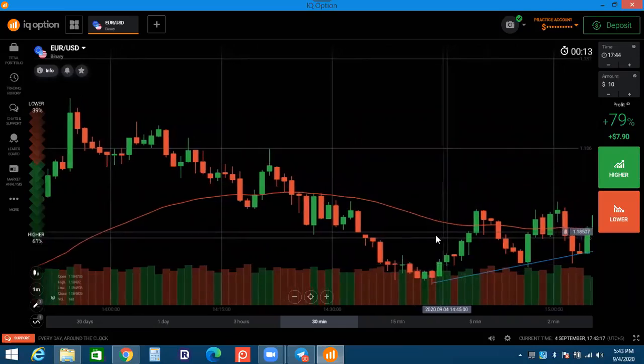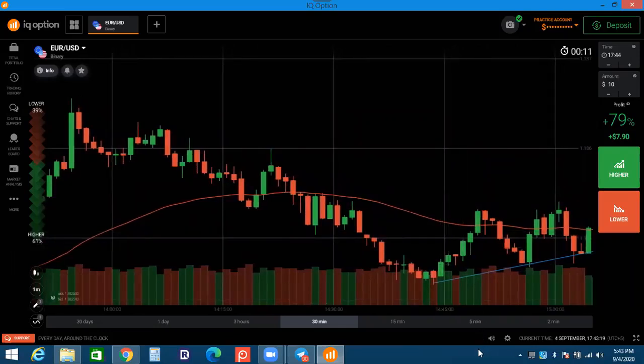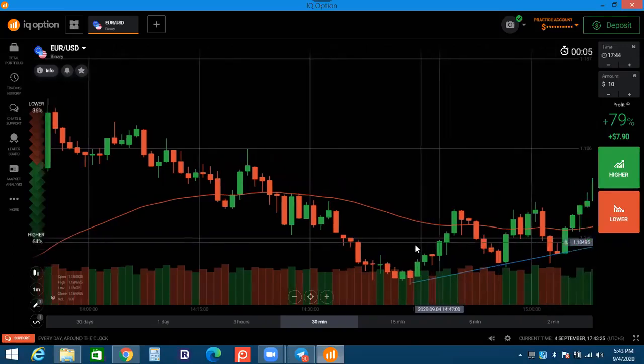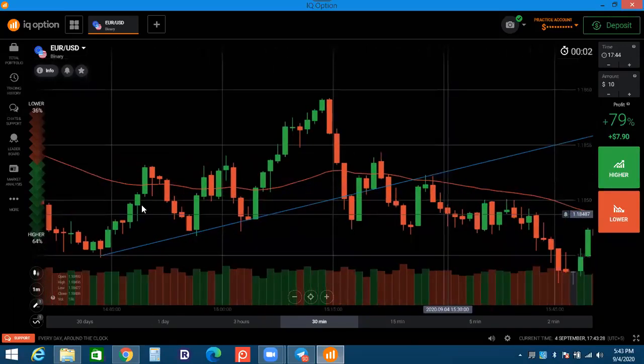But when the green candle forms, it confirms that the second candle must go up, because two candles go up, two candles go up, and here again two candles go up.